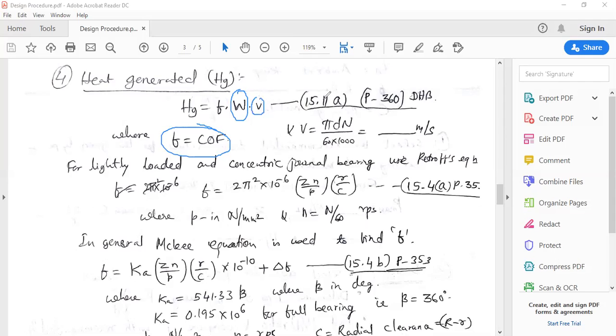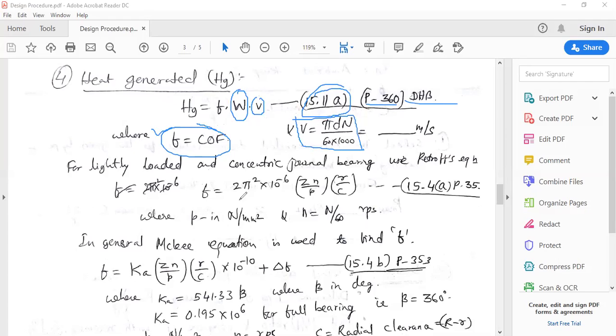This equation is available in the data handbook, equation number 15.11a, page number 360. The velocity V is calculated as pi d n by 60 into 1000, in meters per second. That is the first parameter calculated. W is known, and F is the coefficient of friction, which we have to calculate now.